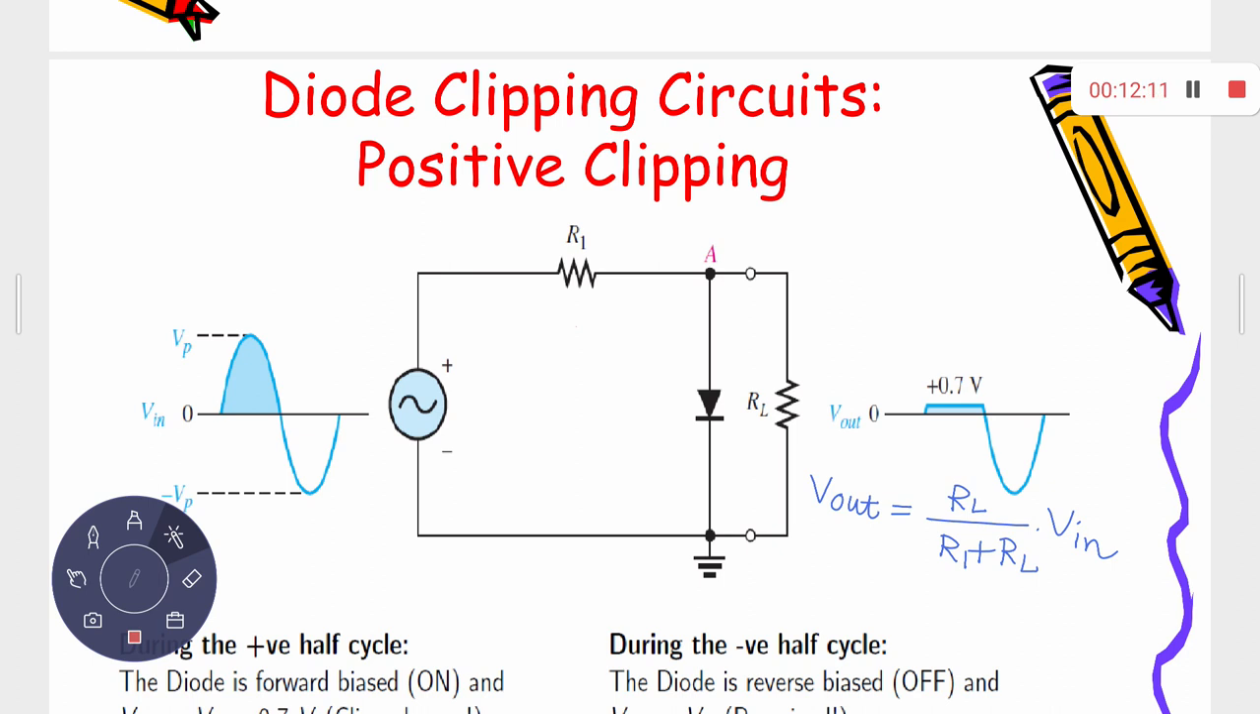If R1 and RL are comparable, you still have this particular shape, but the peak value might be different. It's not equal to minus VP. It might be less than that because you have a significant drop taking place across this resistance R1. So what can I say about the property of the circuit? Is it a positive clipper or negative clipper? Positive, because it clips off the positive portion.